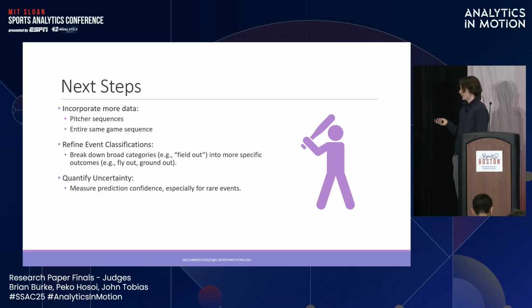And then finally, some sort of uncertainty quantification. I think this would be really helpful, especially for the continuous prediction task. The model's predictions on things like exit velocity and launch angle could be very useful for a pitch selection framework as well. So those are just some of the things I want to add.